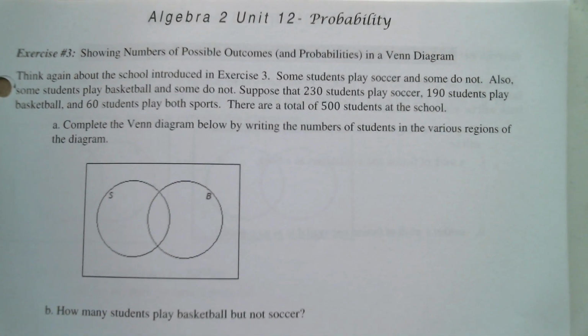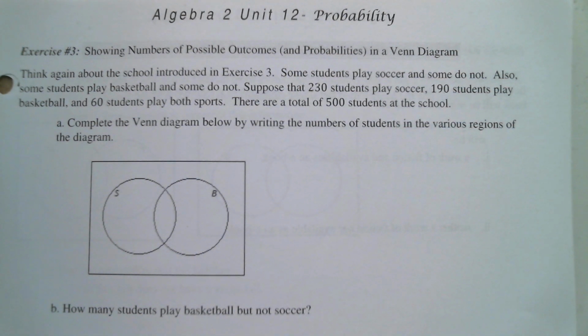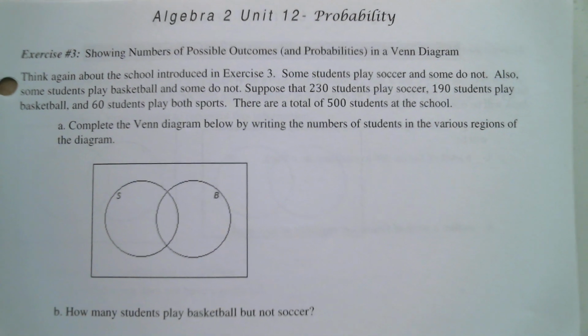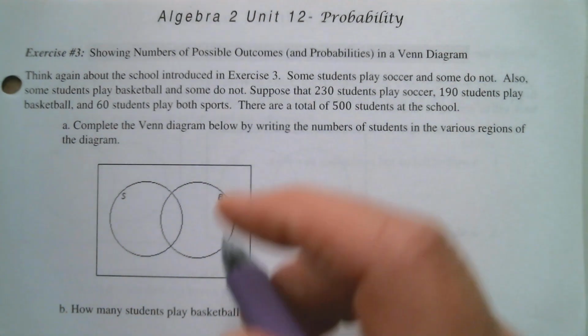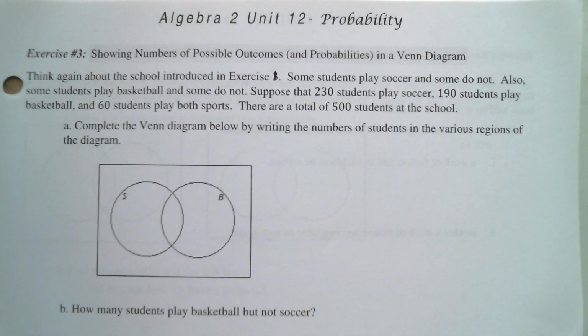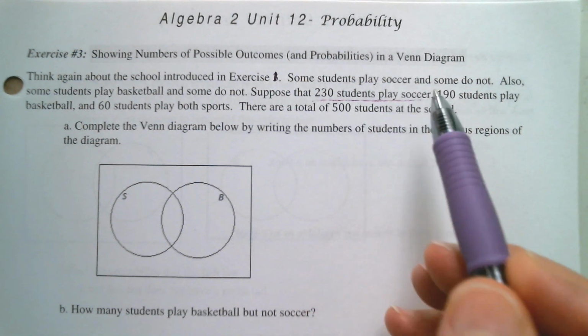Okay, now putting some numbers in these Venn diagrams. Exercise number 3, showing numbers of possible outcomes and probabilities in a Venn diagram. So think again about the school introducing exercise, this was number 1 for us, where we had some students play soccer and some do not. Also, some students play basketball and some do not. Suppose that 230 students play soccer, right? I stop right there. 230 students play soccer.